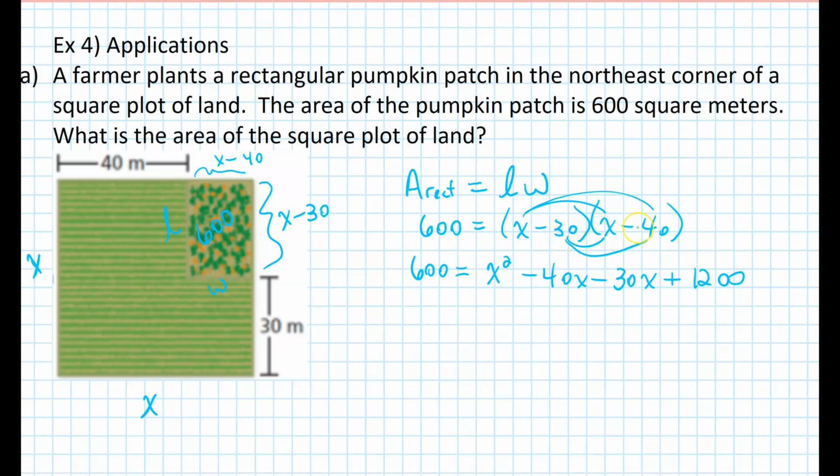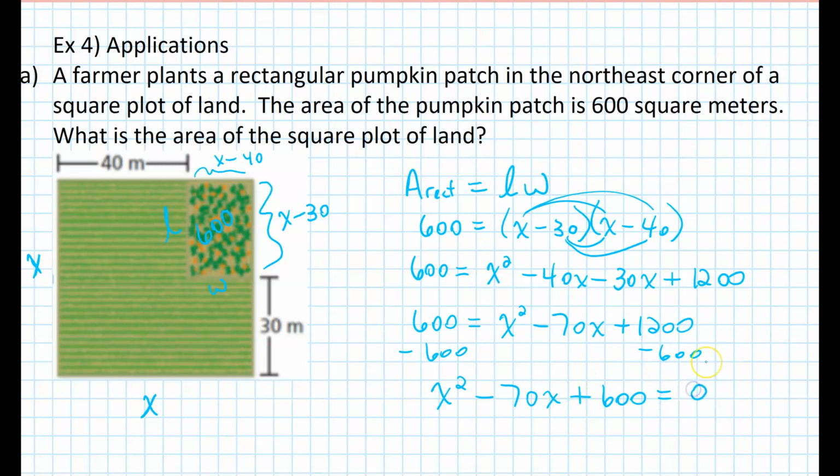Multiply the negative 30 times negative 40. Okay, so I'm going to combine my like terms. I have x squared minus 70x plus 1200, but I'm still not equal to 0. So let's subtract the 600 from both sides. And that gives me x squared minus 70x plus 600 equals 0.